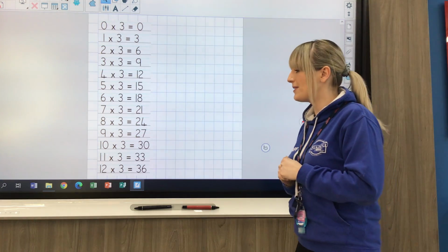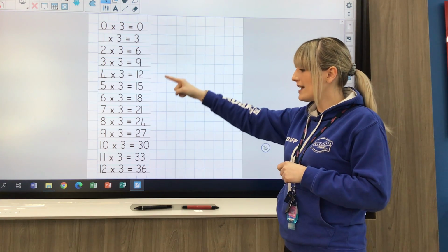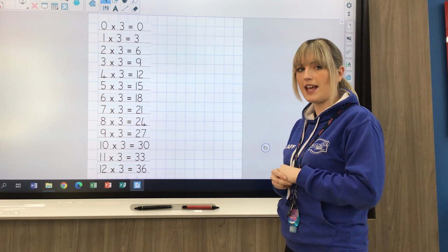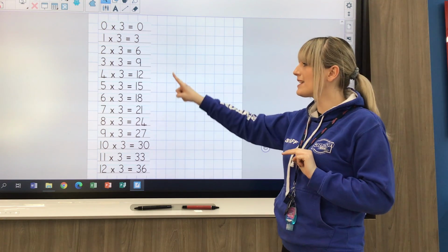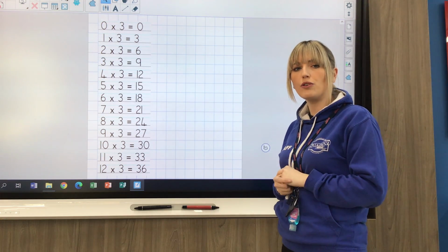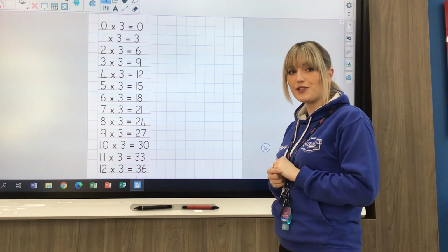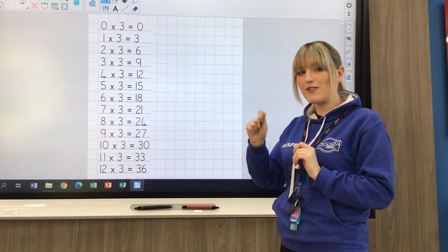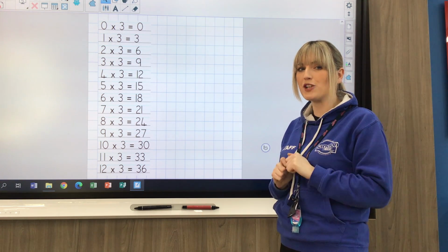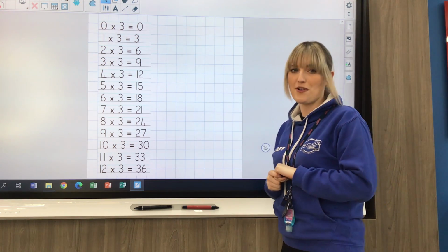So what I want you to do now, I want you in your purple books to write out your 3 times table. So nice and neat in your book, can you write me out your 3 times table? And you can copy off the screen. If you'd like to challenge yourself and not copy and see if you can remember them, brilliant, but make sure you double check to check they're all right.